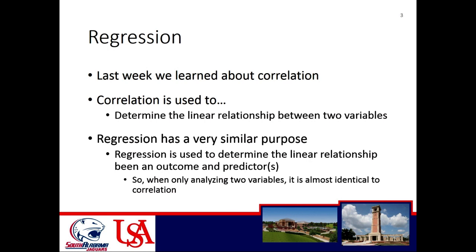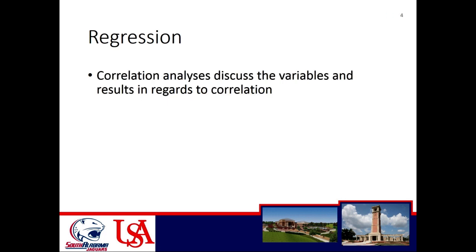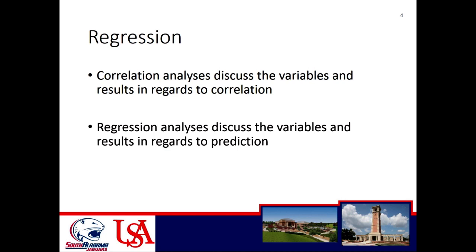So when analyzing just two variables, so one outcome and one predictor, it's almost identical to correlation. So if you understood the material from last week, if you understood correlation, you should be fine with regression with one predictor. So one thing to note before continuing is correlation analyzes and discusses the variables in regards to correlation. Makes sense, correlation. But regression analyzes and discusses the variables in regards to prediction. So whenever you're doing regression, there's an implied message that you're looking at prediction. There's the implied underlying thought that you're looking at an outcome and you're looking at predictors.